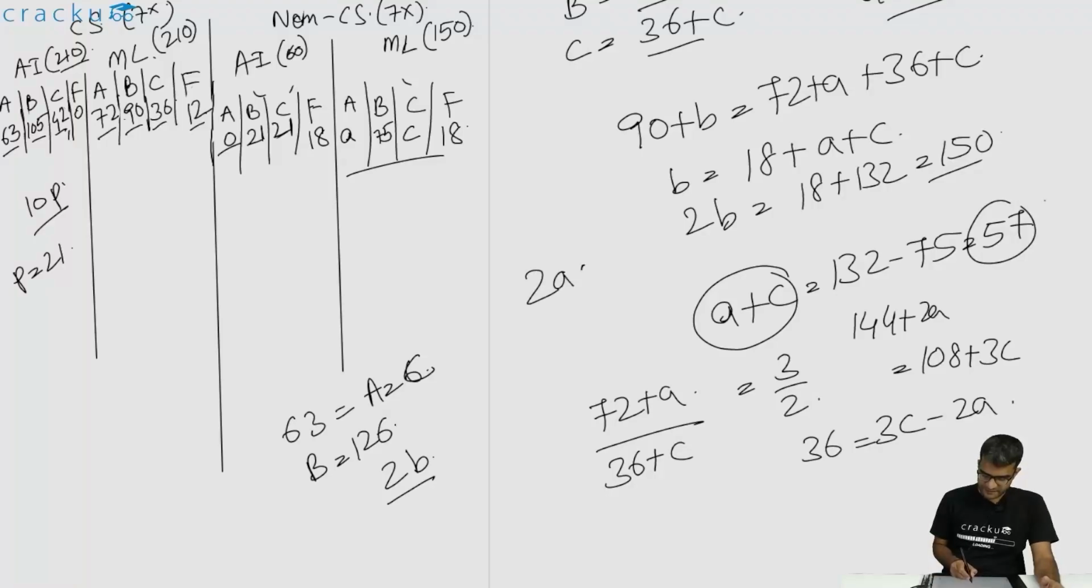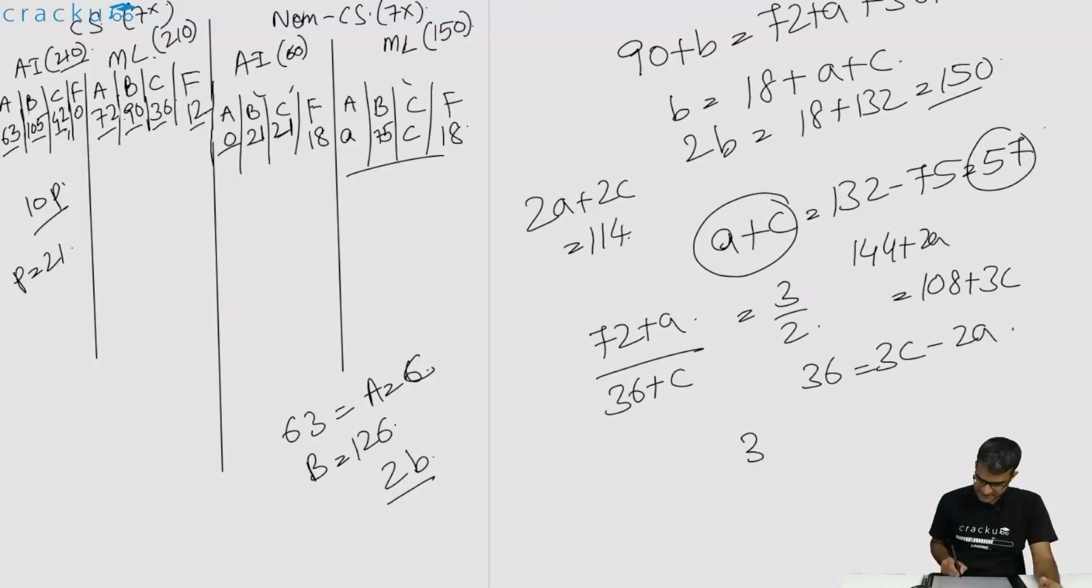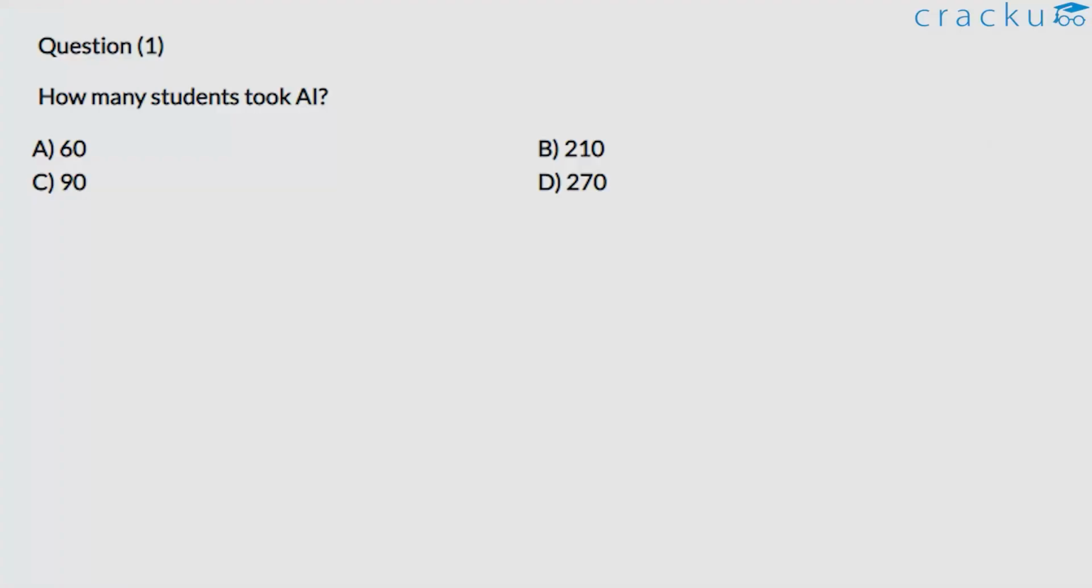So 2A plus 2C is equal to 114, or this would tell us that 36 plus 114 minus 2C is equal to 3C, or the value of C is 30 and the value of A is therefore equal to 27. This is just simplification. This is 30 and this is 27. Now that we have all the information that we need, let us go ahead and answer the questions that follow.